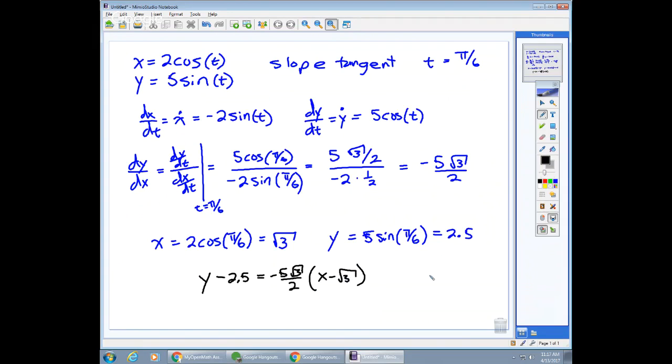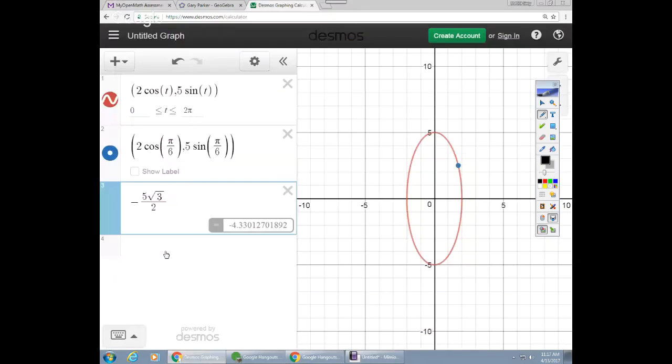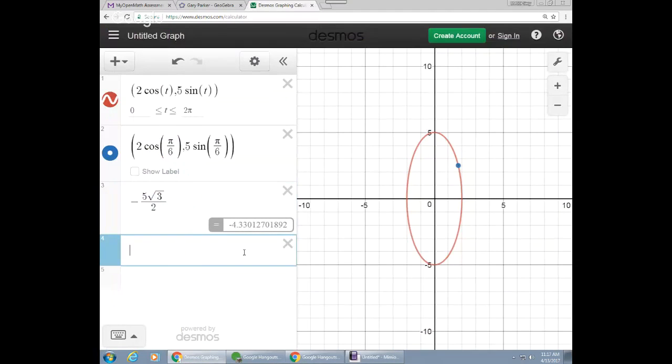And I can just plug that exactly like that into Desmos, and it'll graph that line. So I'm pretty sure that's the tangent line at the point when t is pi over 6. So I'm going to enter that in here. So let's see, I want y minus 2.5 equals negative 5 square roots of 3 over 2 times x minus, minus the SQRT of 3.